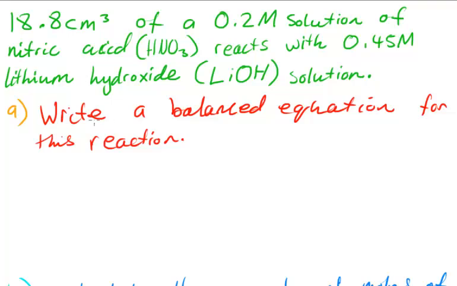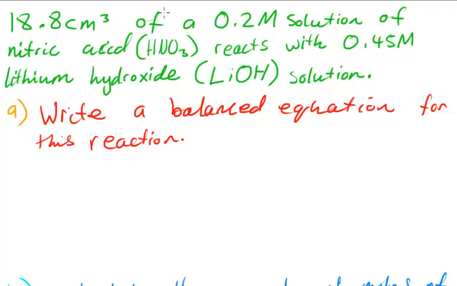Okay, so in this video, rather than trying to find out a concentration, what I'm going to be doing is trying to find out a volume from the concentration. And this is basically the results from a titration experiment. So the question says 18.8 centimeters cubed of 0.2 molar solution of nitric acid. So this is the volume of it, and this is the concentration.